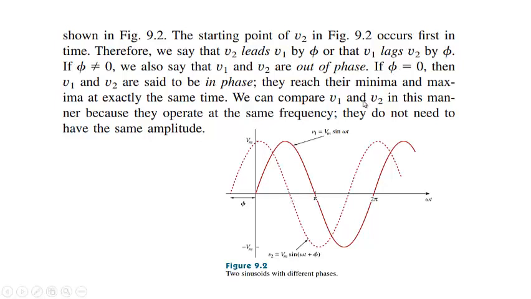We can compare V1 and V2 in this manner because they operate at the same frequency. This is very important because when they have the same frequency, we can compare them. If the frequency changes, it's very difficult to compare these sinusoids. They do not need to have the same amplitude. Even if the amplitude is different, if the frequency is the same, then it is very simple to compare them. But the prerequisite is the same frequency.